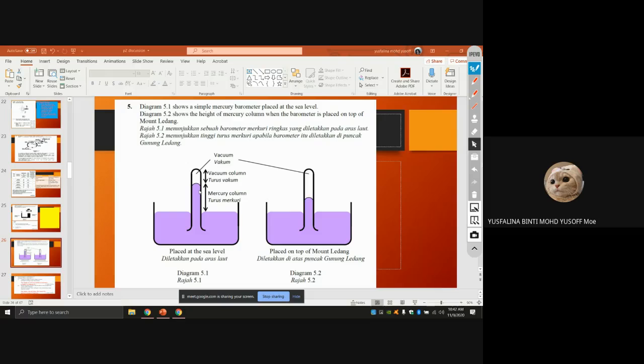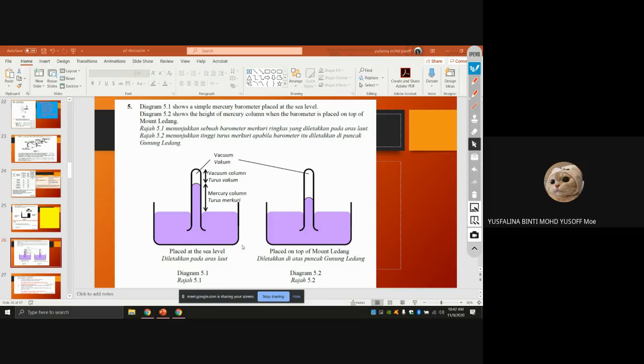If the rate of collision of the molecules is higher, it means you have higher pressure. If the rate of collision is lower, the pressure will be lower. So since the density of air is lower, the rate of collision also will be lower, and this will lower the pressure. Okay, so that is the explanation why the pressure at the top of the mountain is usually lower.